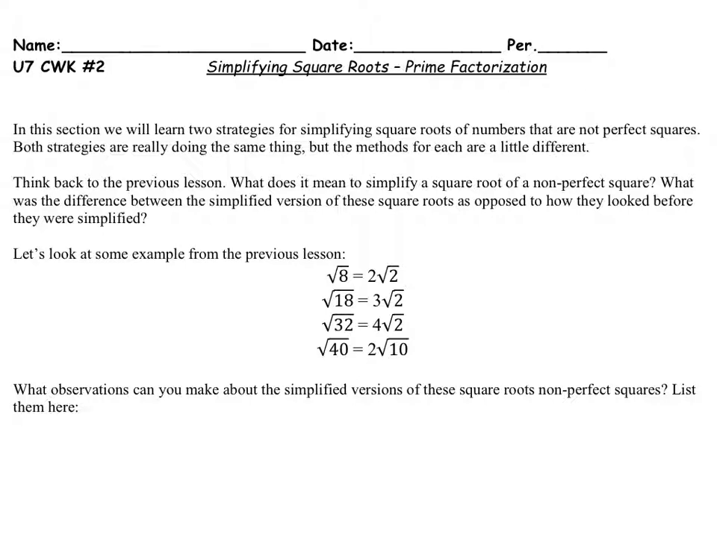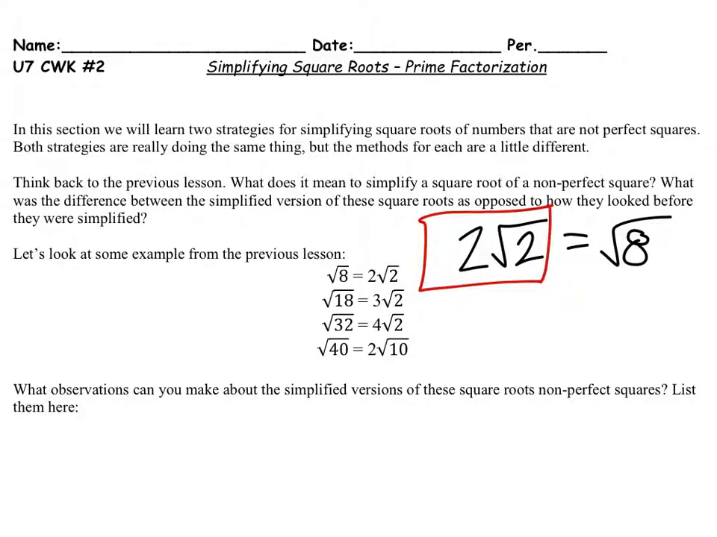What does it mean to simplify a square root of a non-perfect square? Back on that last section that we did, you either had two sets of the square root of 2 from those line segments, or you could have had the square root of 8. But we talked a little bit about this last time. This is the answer that we really want on the test, which is called the simplified form of this square root of 8.